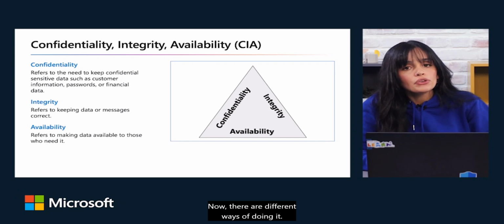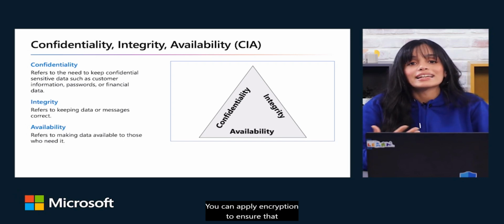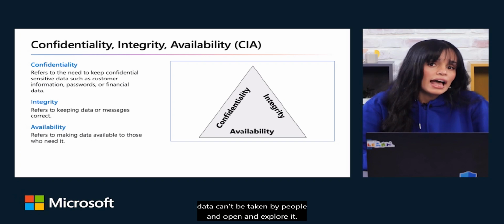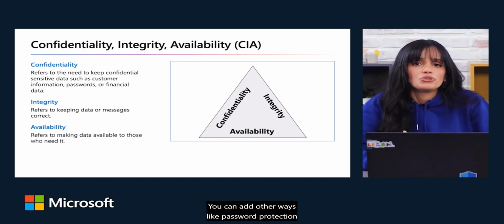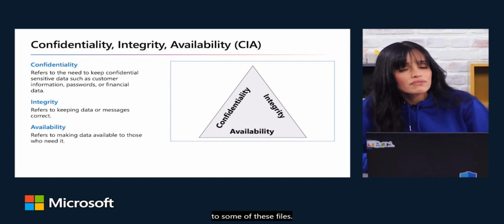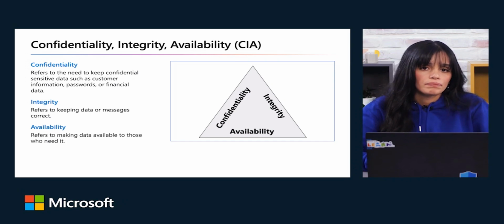Now, there are different ways of doing it. You can apply permission on who can see this data. You can apply encryption to ensure that data can't be taken by people and opened and explored, and you can add other ways like password protection to some of these files, so that they cannot be opened by everyone.